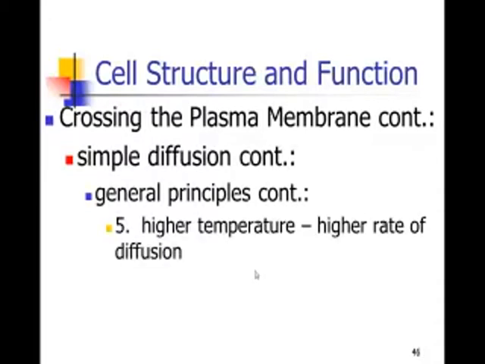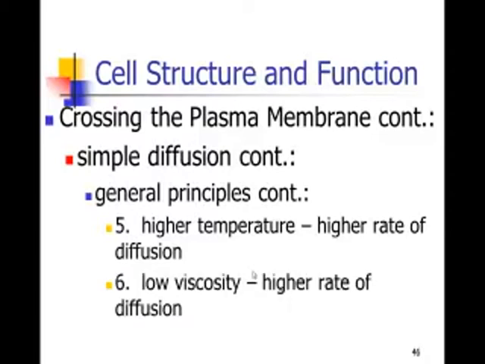Some more things. Higher temperatures, higher rate of diffusion. This is pretty simple because when you measure the temperature, what you're really measuring is the amount of kinetic energy the molecules have. That's what temperature measures. If they have more kinetic energy, they move faster. It's that simple. It's sort of like putting the accelerator down in your car. The more energy you have coming out of the engine, the faster the car goes.